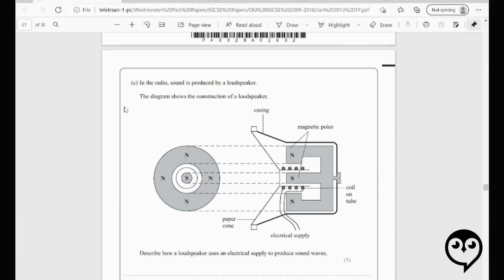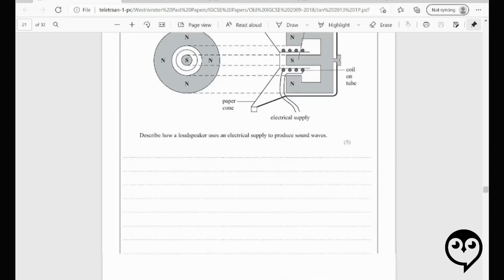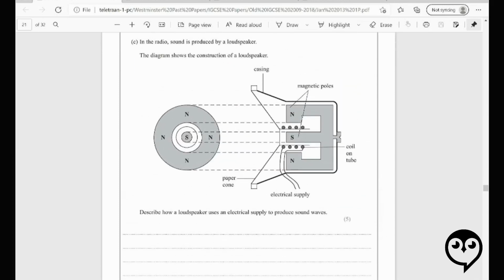Right, this is from a January 2013 paper 1. I'm not going to go to the previous question because it's about electromagnetic waves and sound waves and stuff, but this part C is a very excellent question, and something which I know Edexcel and maybe a few other exam boards are going to want you to know the details. Describe how a loudspeaker uses electrical energy to produce sound waves.